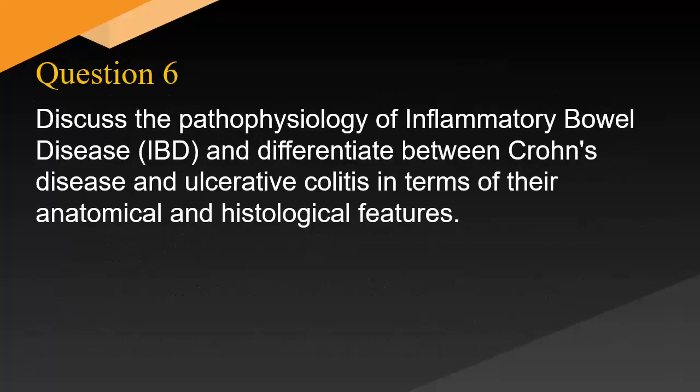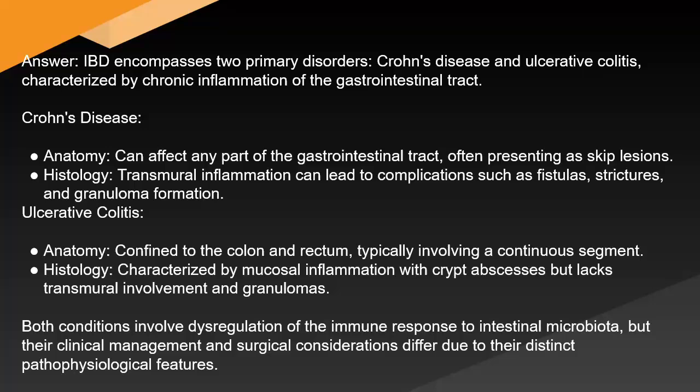Discuss the pathophysiology of inflammatory bowel disease and differentiate between Crohn's disease and ulcerative colitis in terms of their anatomical and histological features. Answer: IBD encompasses two primary disorders: Crohn's disease and ulcerative colitis, characterized by chronic inflammation of the gastrointestinal tract. Crohn's disease anatomy can affect any part of the gastrointestinal tract, often presenting as skip lesions. Histology: transmural inflammation can lead to complications such as fistulas, strictures, and granuloma formation.